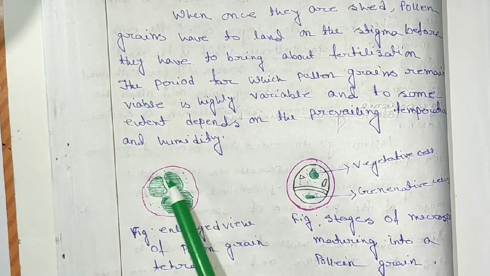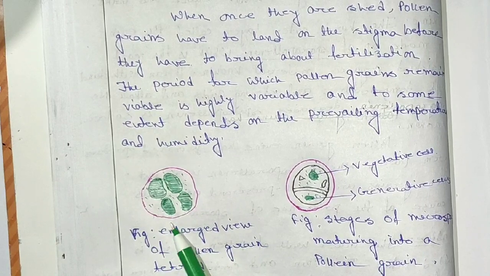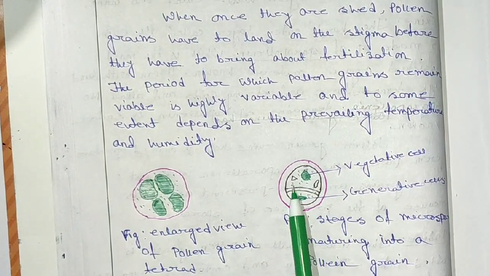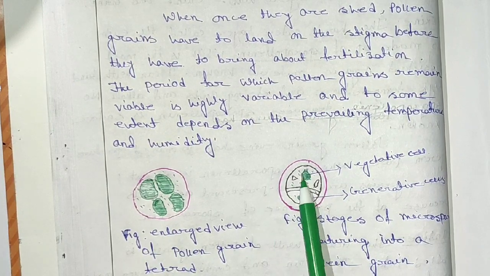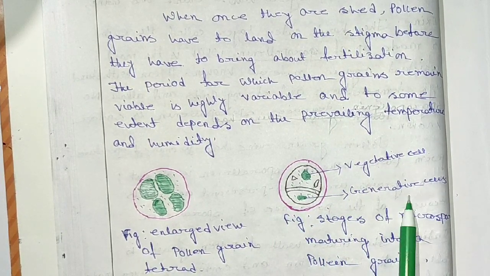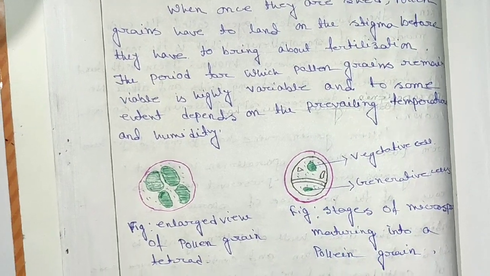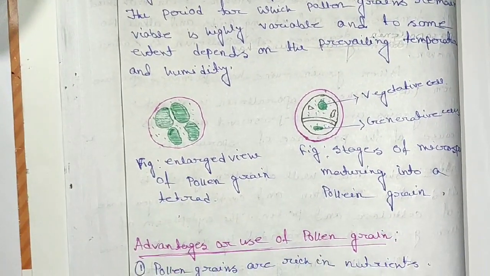Here this is the structure of pollen grains. This is the pollen grain and here are the stages of microspore maturing into pollen grains. This is the vegetative cell and this is the generative cell.